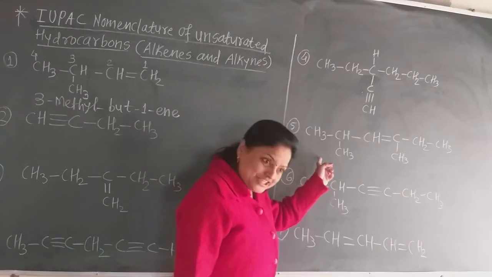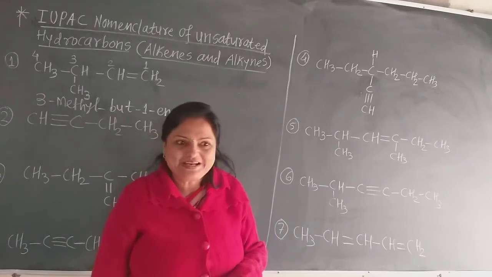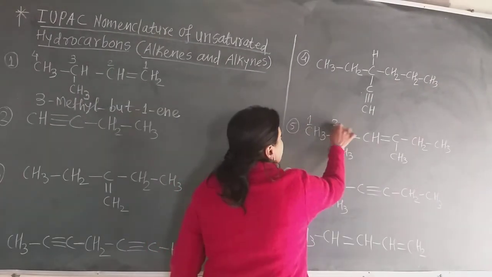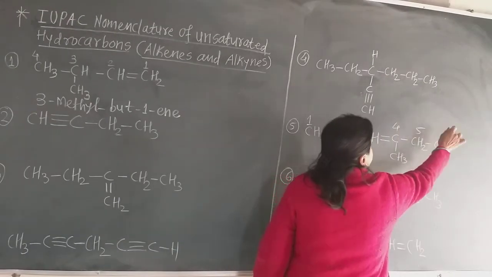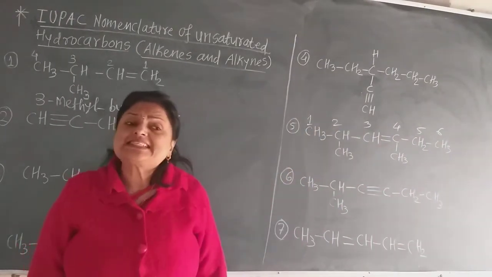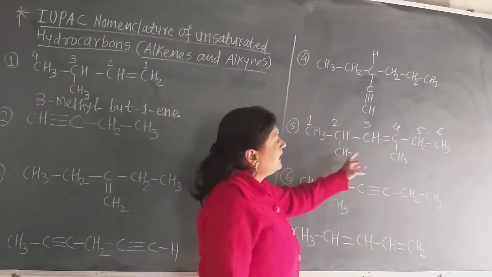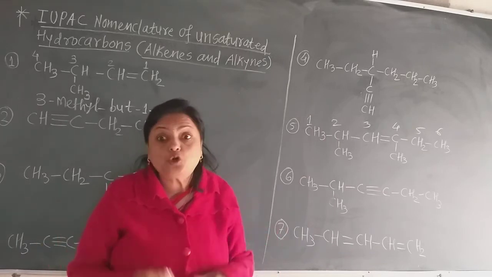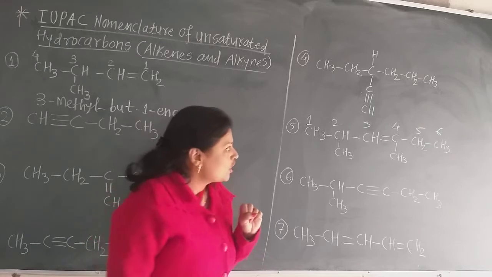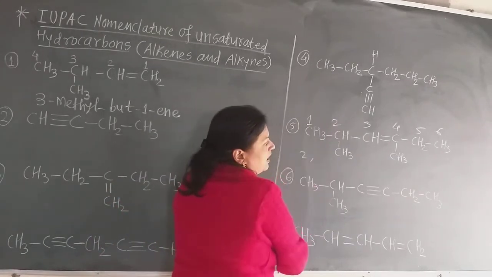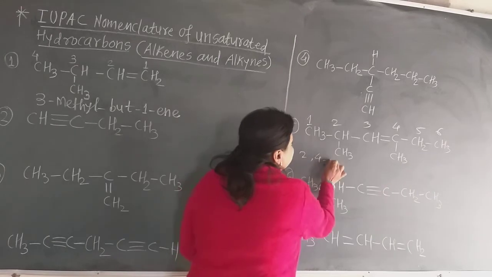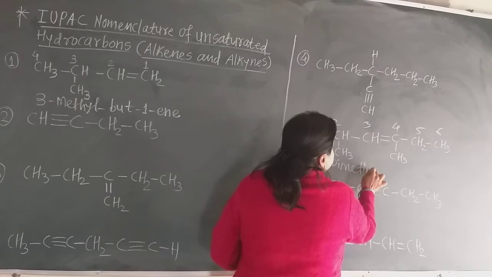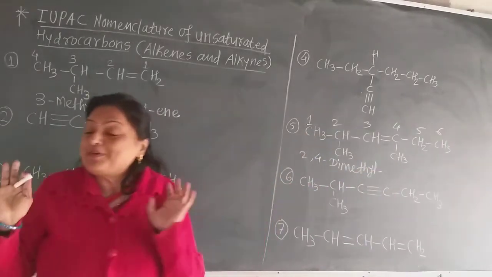So I number from this side because the alkyl group is here, on the left hand side, which is closer than the right hand side. So this is 1, 2, 3, 4, 5 and 6. Now what we are seeing here, on the second carbon and on the fourth carbon, they are alkyl groups, and the name of that alkyl group is methyl, but they are two similar groups. So write down the numbers 2, 4. Then write down di because 2 methyl groups are there. Then methyl.